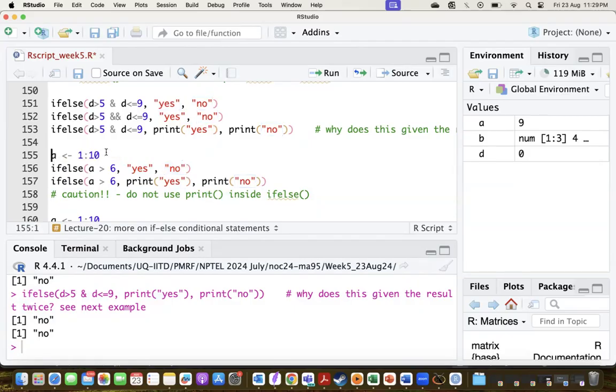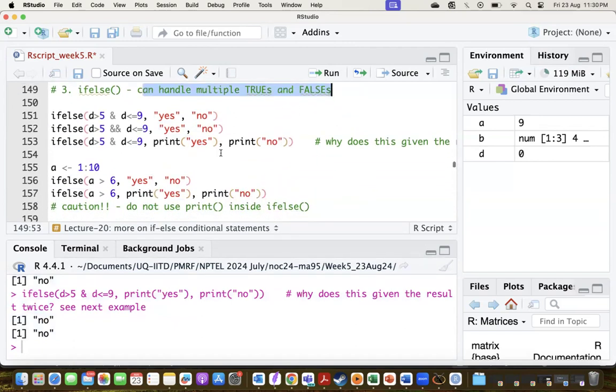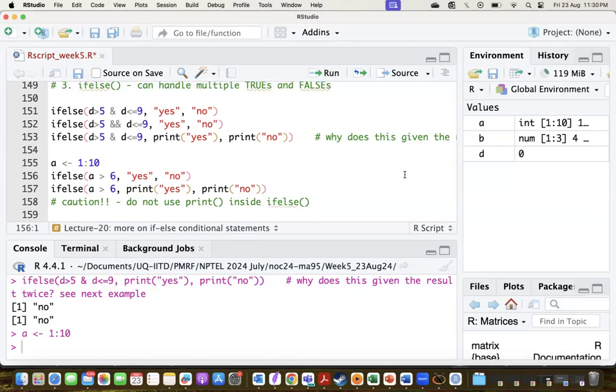And another thing about this if else command itself is that it can handle multiple trues and falses. So it can handle vectors. So for example, if I define a vector, yes.